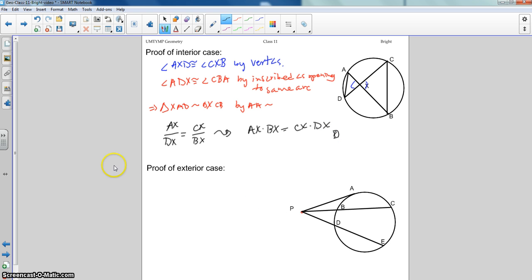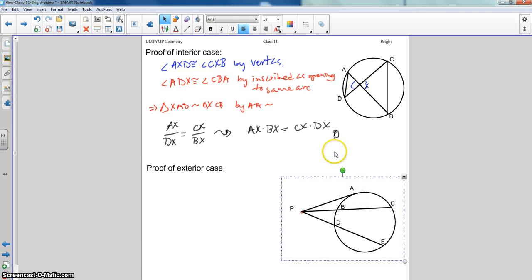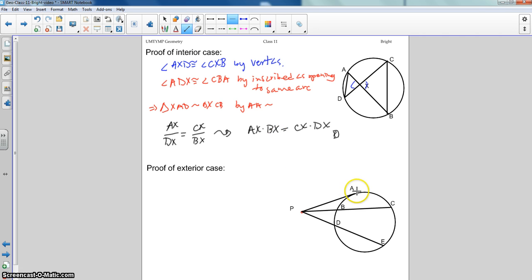Okay, next is the proof of the exterior case. So I'm going to try that same idea of drawing line segments. You will have to prove it for the other equivalent statements in this case, but the technique for one of them is the same for all the rest. So I'm going to create a line segment from A to D and from A to E. And so my goal is to show that this smaller triangle and this triangle are similar.